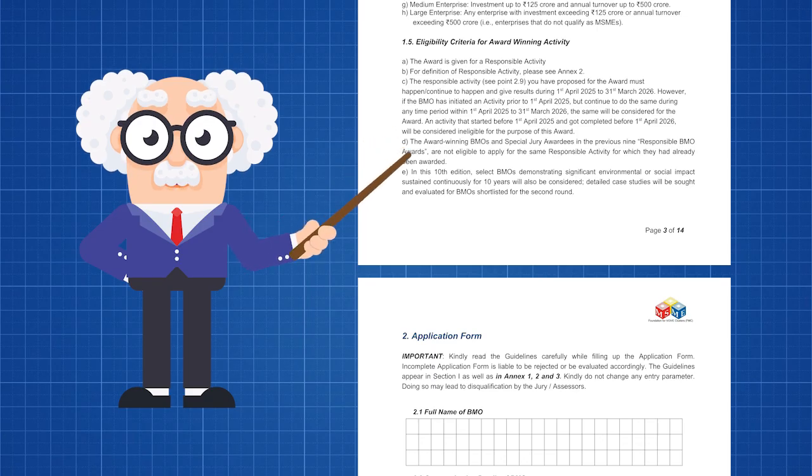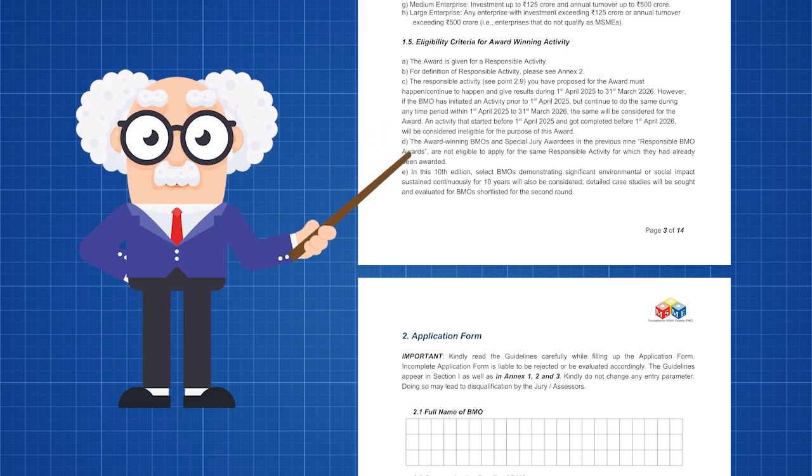But if the activity both started and got fully completed before 1st April 2025, it will not be eligible. Also, if your BMO has already won this award or a special jury award in any of the previous 9 editions for the same activity, you cannot apply again for that same activity.